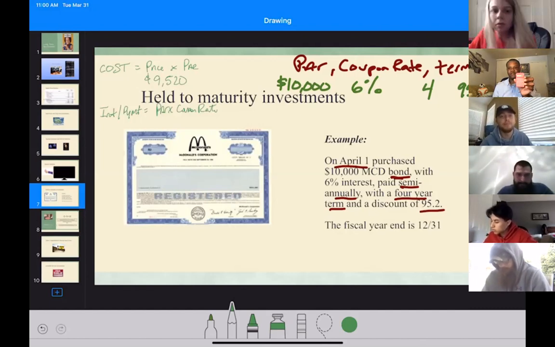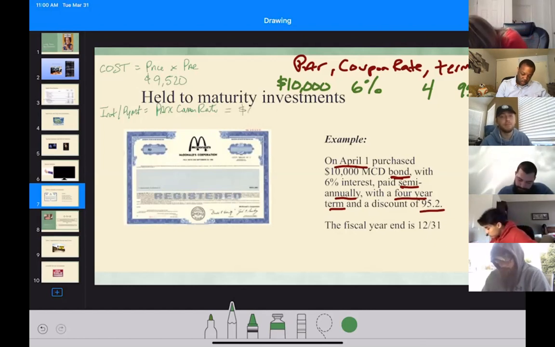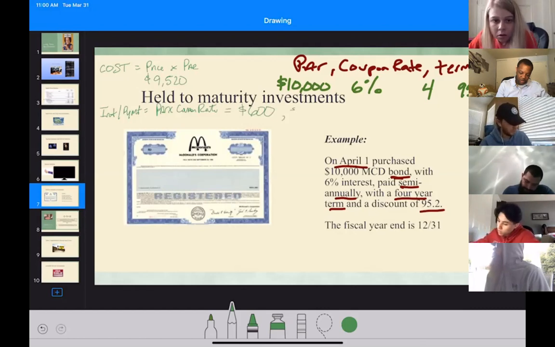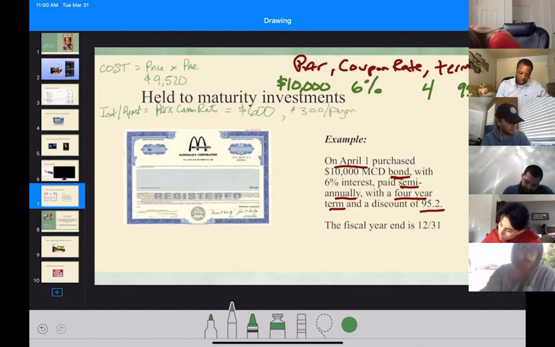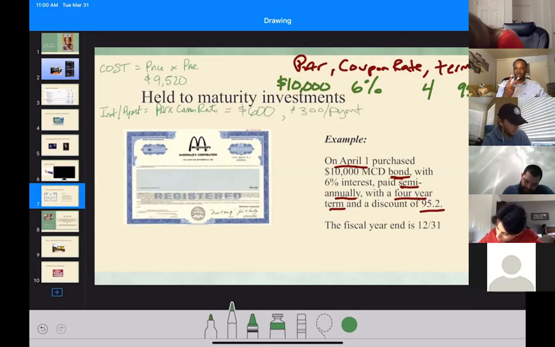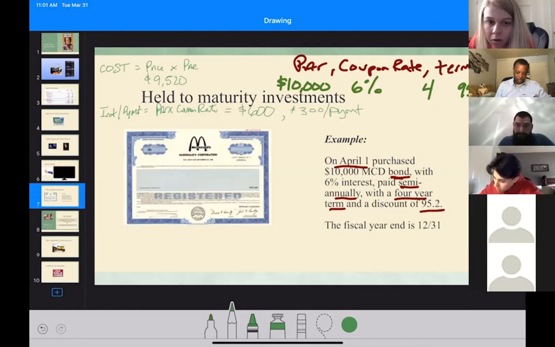600 annually, right? How often are they getting paid? Semi-annually. So it's going to be $300 per payment because they get paid twice a year. So it's $300 per payment. I'm sorry, can you go over the 600 mathematically? Because like it's 10,000 times 0.6? Yeah, it's 10,000 times 0.06.